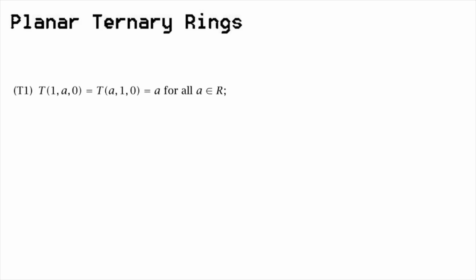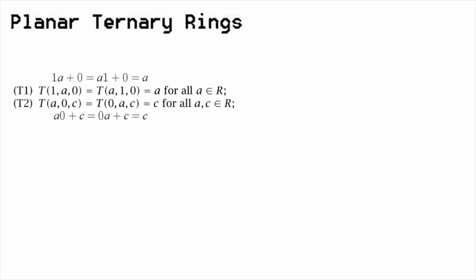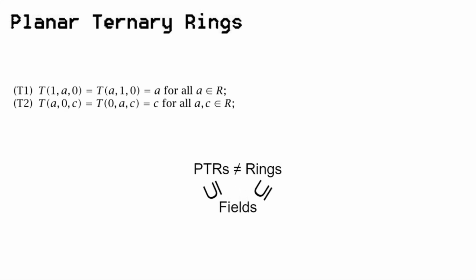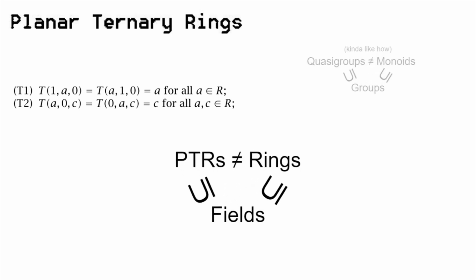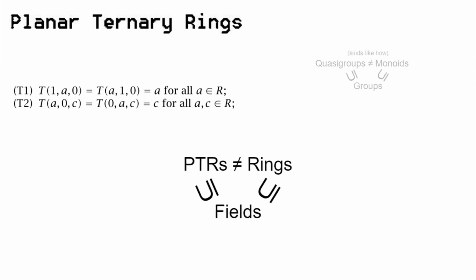The first 2 are basically just equations which make 0 and 1 behave as identities. These follow immediately in the case of the real numbers. The remaining 3 axioms describe properties of negation and division in a very general way. For any algebraists in the audience, it's worth noting that the planar ternary rings are more closely related to fields than to rings. For that reason, they're sometimes called ternary fields.